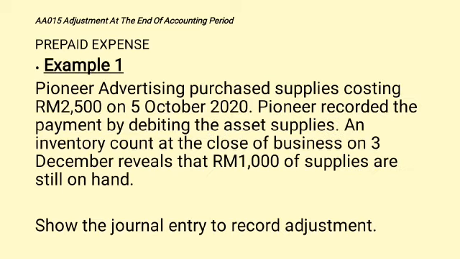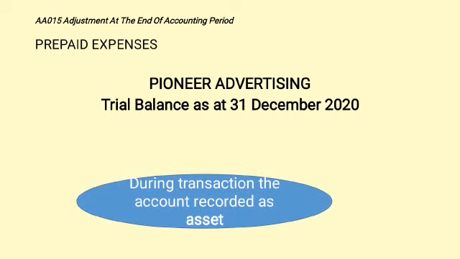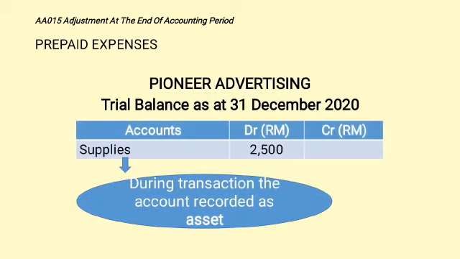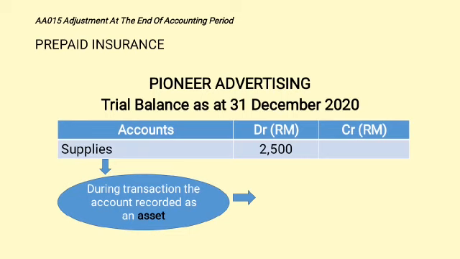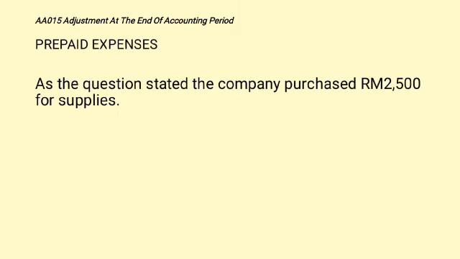As the question stated, the purchase of supplies was recorded as an asset, and this account will appear at the trial balance as an asset, that is, supplies account debit RM2,500. So, what we're doing now is finding the actual expense for supplies during the adjustment.